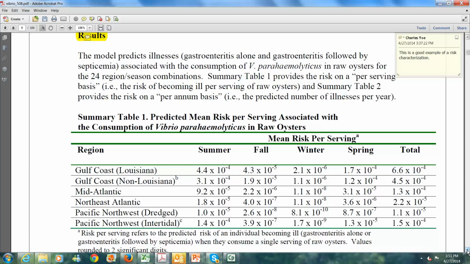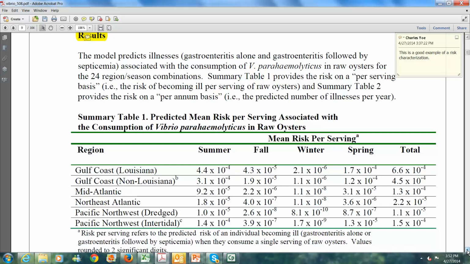So let's just take a look at that very first row, the Gulf Coast, Louisiana. In the summertime, this is saying that if you were to eat a serving of oysters, the expected probability of illness is 4 times 10 to the minus 4th. So 4 out of every 10,000 people eating oysters harvested from the Gulf Coast of Louisiana in the summertime could be expected to become ill. And that's a rather high risk.